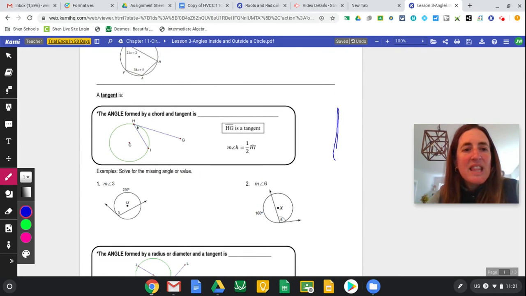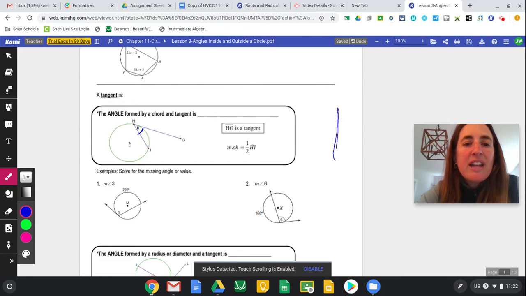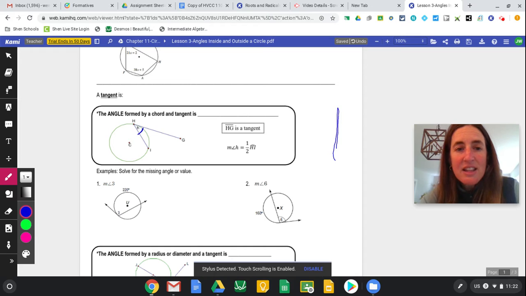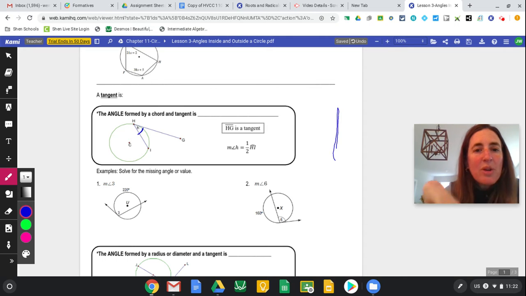So we have the angle that is formed by the tangent and a chord. Now remember, the chord is inside the circle and it touches it in two spots. So IH is the chord here. So if we're talking about angle H, the angle that is formed there by the tangent and the chord is actually half the arc.